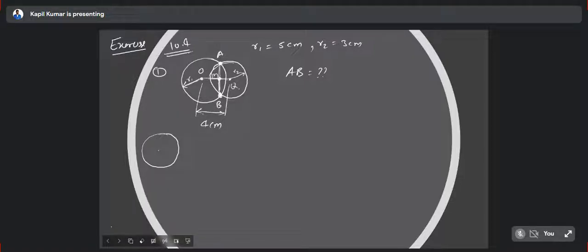Because these diagrams are only representations, not exact diagrams.